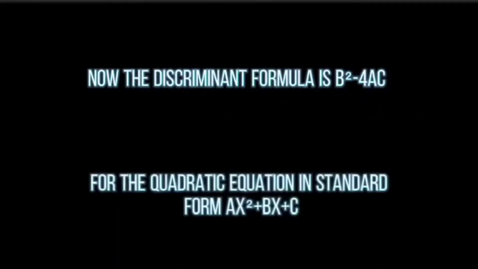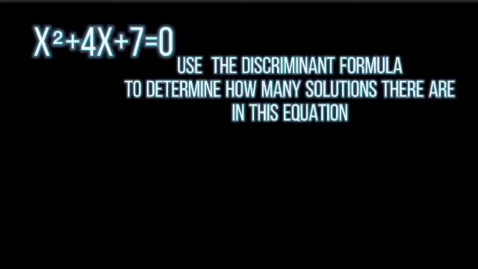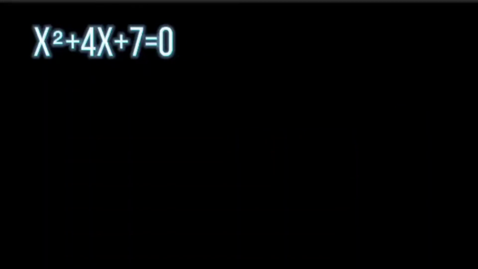Now, the discriminant formula is b squared minus 4ac, for the quadratic equation in standard form, ax squared plus bx plus c. Now for the three examples. Example number 1 is x squared plus 4x plus 7 equals 0. Use the discriminant formula to determine how many solutions there are in this equation.